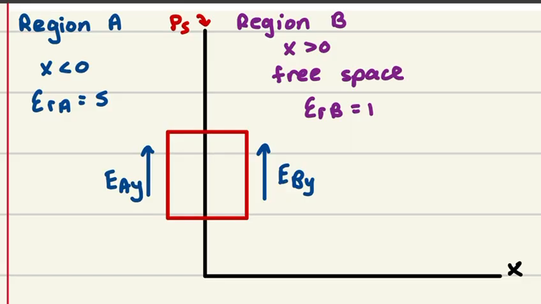Right on the surface at x equals 0, there's a sheet charge equal to 2 coulombs per meter squared. That means we cannot say D is the same on both sides. We have to add the sheet charge.